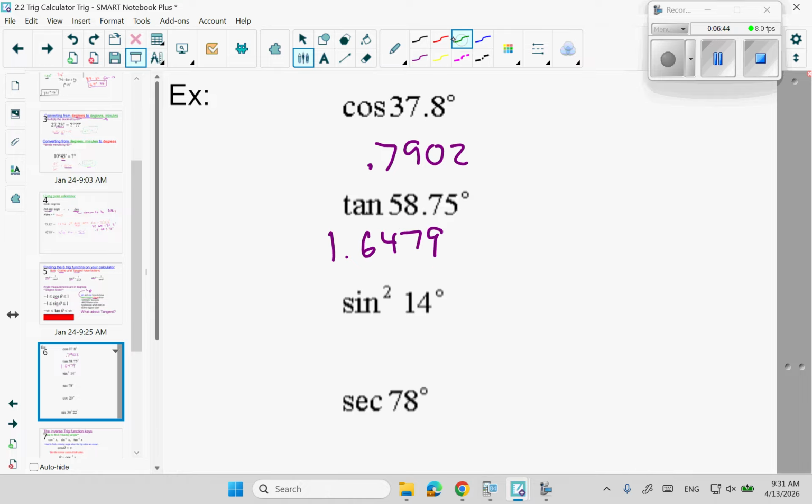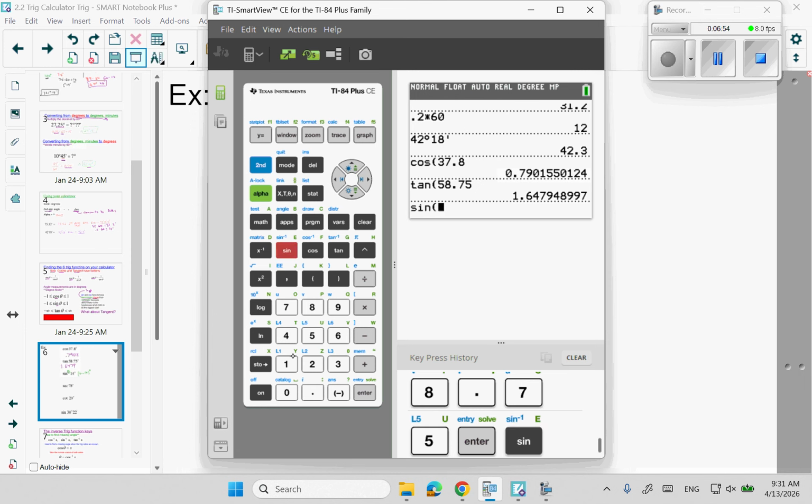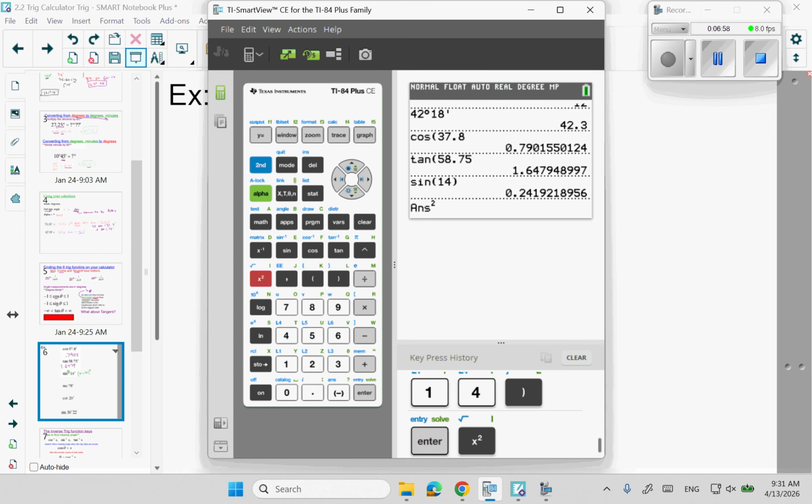Okay. Here we have sine squared. Well, that's the same thing as just doing whatever sine value you have and squaring that. So let's do sine of 14, and we can just square that answer. So we get 0.0585.